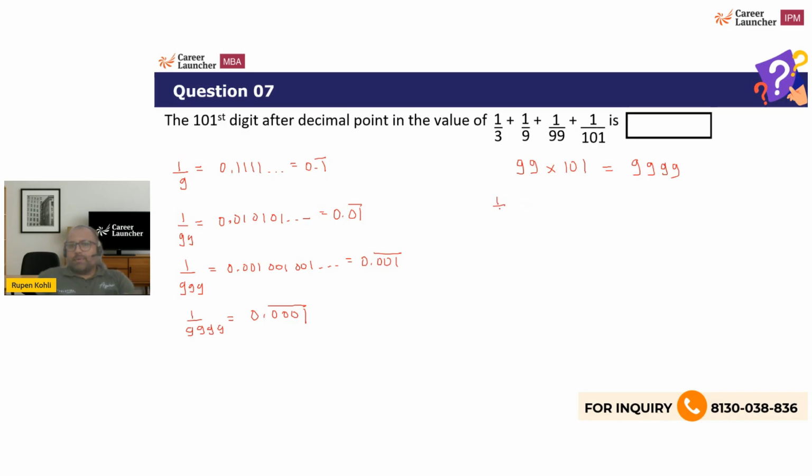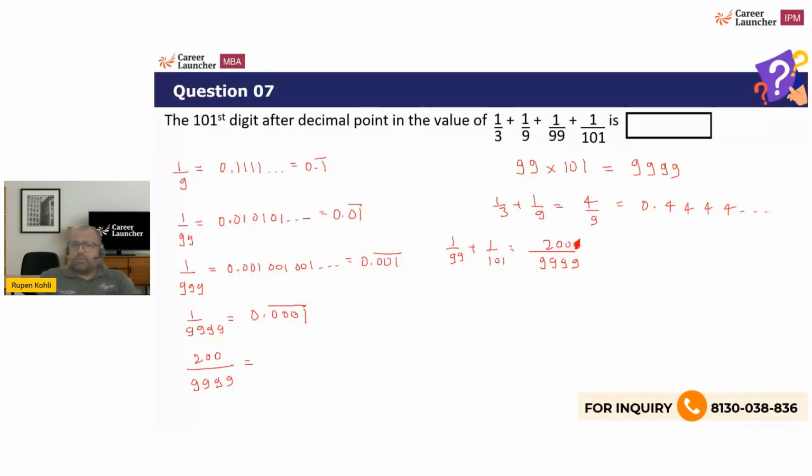So 1 by 3 plus 1 by 9 we can handle separately. It is 3 plus 1, so 4 by 9. Since we know 1 by 9 is 0.1 bar, 4 by 9 is going to be 0.4 bar. So this value is 0.444 repeating infinitely. Now this value is 1 over 99 plus 1 over 101. Taking the LCM, this is 9999, and then 101 plus 99, so 200 by 9999. And therefore this is 200 times 0.0001 bar.